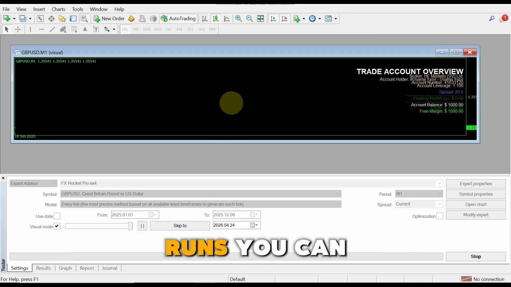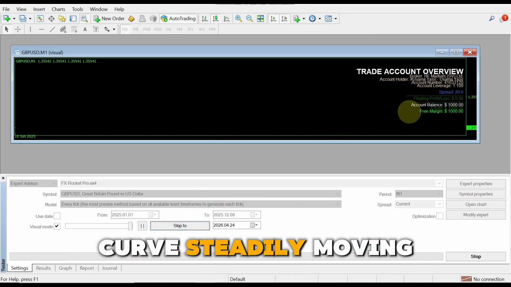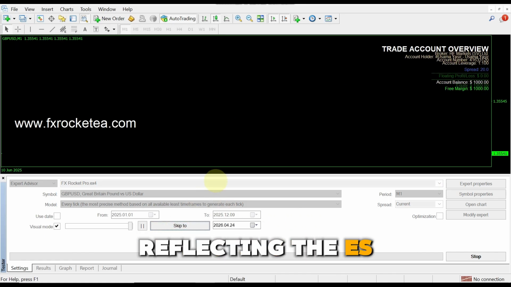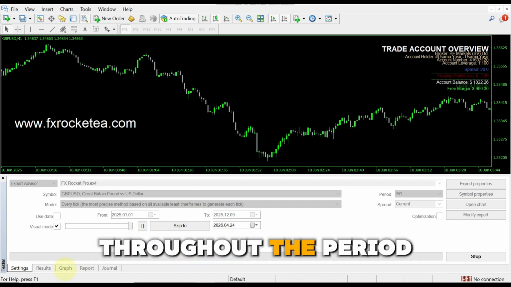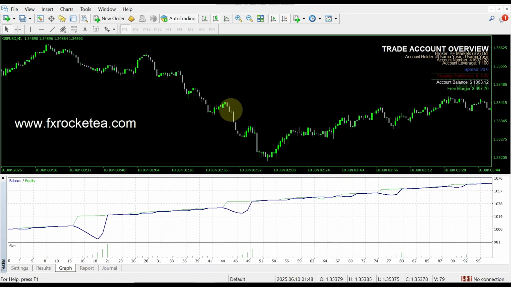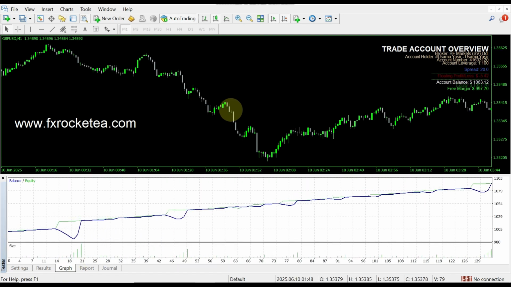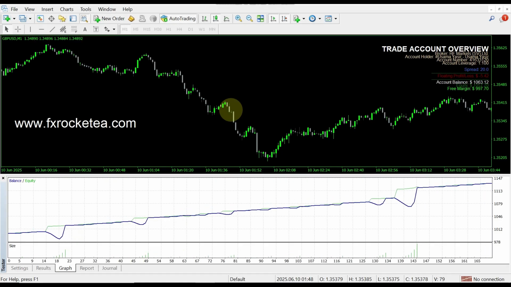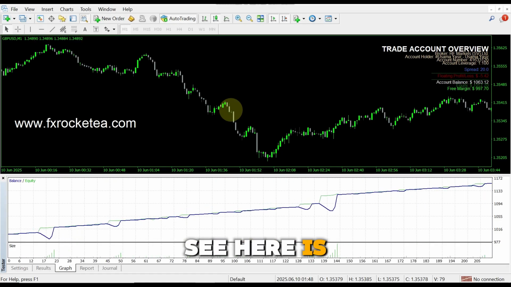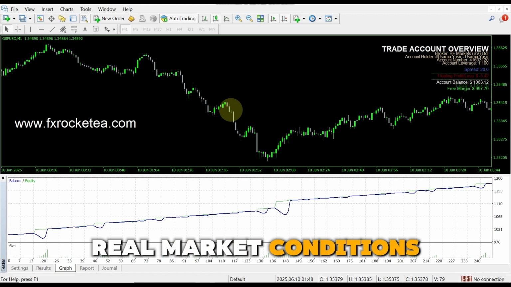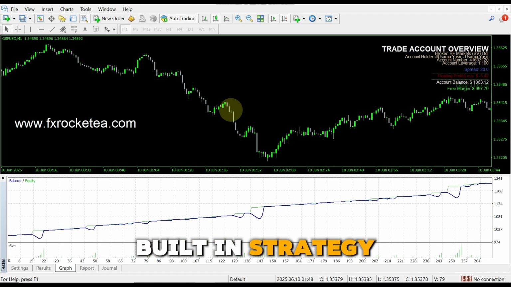As the test runs, you can see the equity curve steadily moving upward, reflecting the EA's consistent trade management throughout the period. Every trade you see here is executed based on real market conditions and the EA's built-in strategy logic.